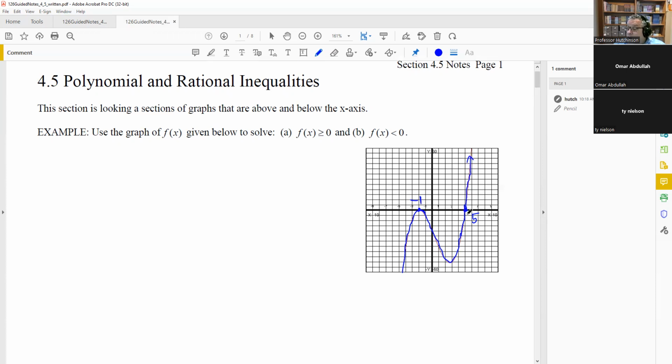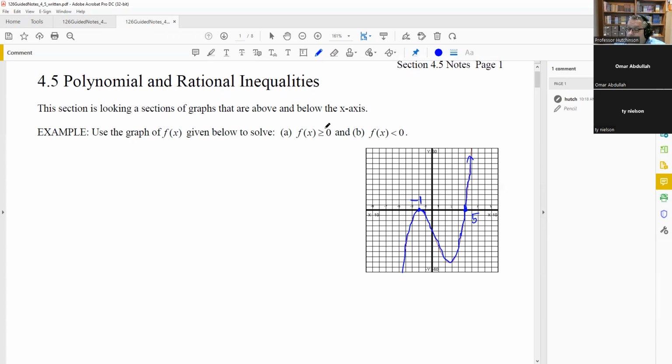It crosses at -1 and 5, and it looks like that. We're solving inequalities. What this means is that you want to do a part A and a part B, and so they're going to give you a similar thing like this in the homework. For part A, this is asking us to solve.